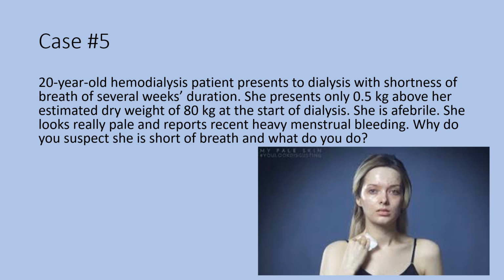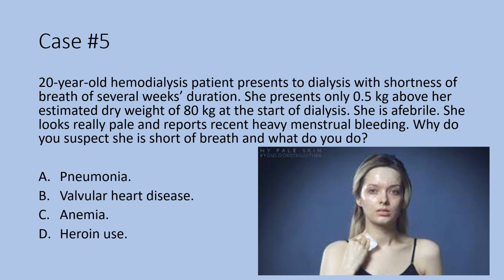She presents only 0.5 kilograms above her estimated dry weight of 80 kilograms at the start of dialysis. She's afebrile. She looks really pale and reports really heavy recent menstrual bleeding. So why do you suspect she's short of breath? Is it A, pneumonia, B, valvular heart disease, C, anemia, or D, heroin use? And the answer is anemia.